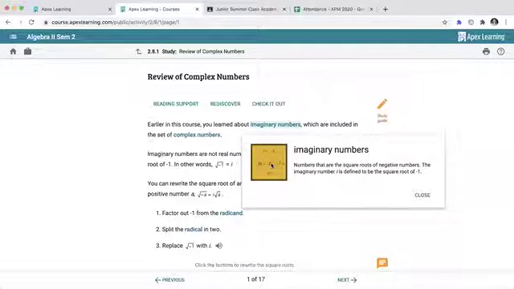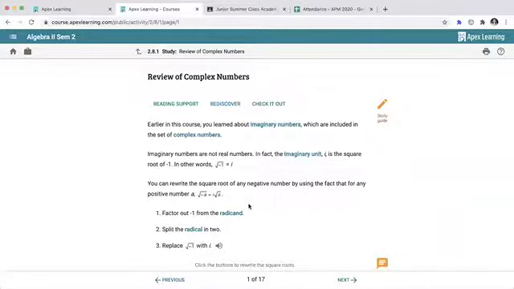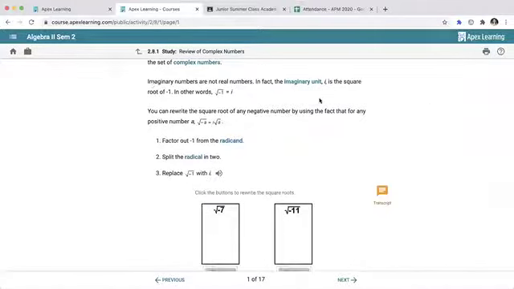Obviously the first one, the square root of 25, gives us 5, and we have this definition now that the square root of -1 gives us this value of i. So this is going to be 5i. In other words, this imaginary unit i is the square root of -1.